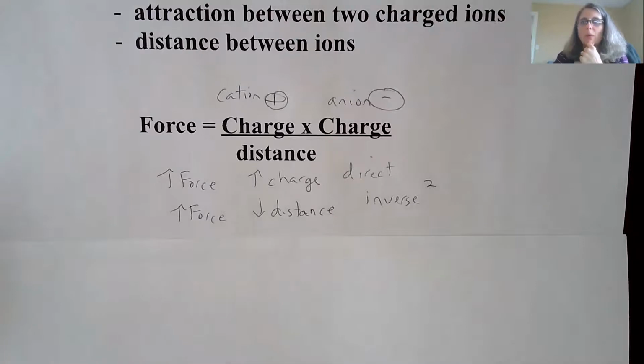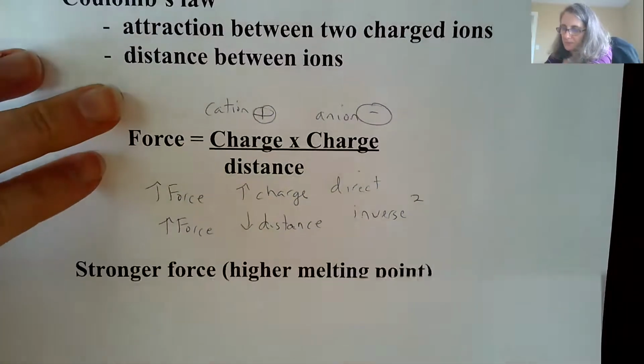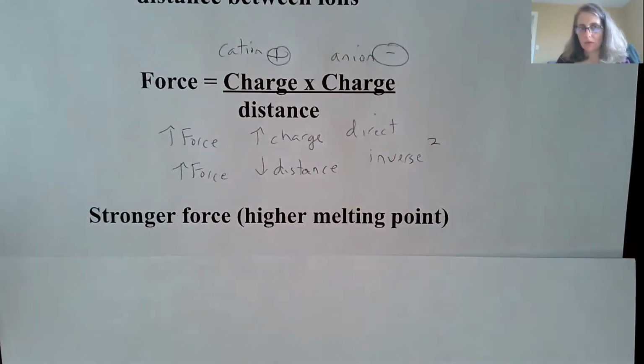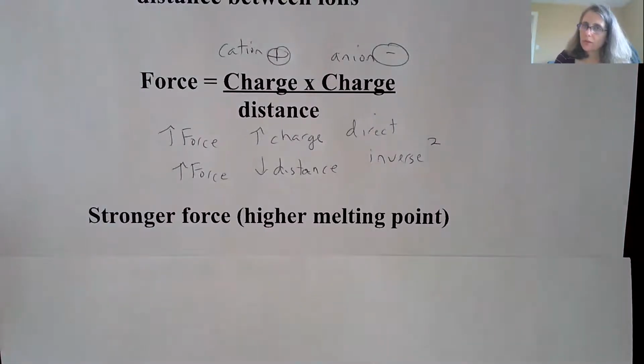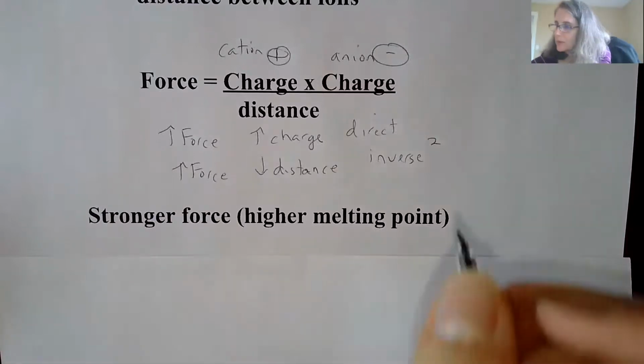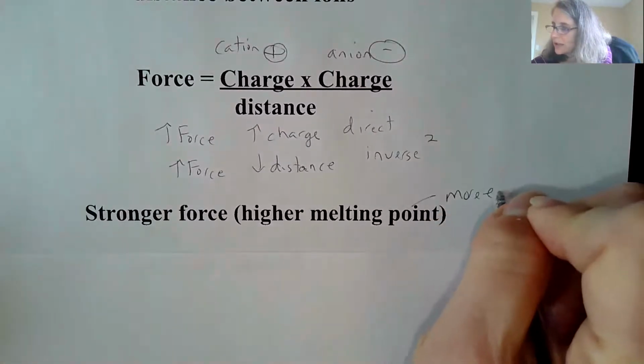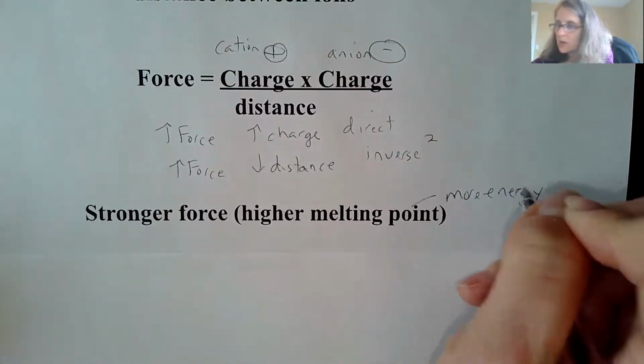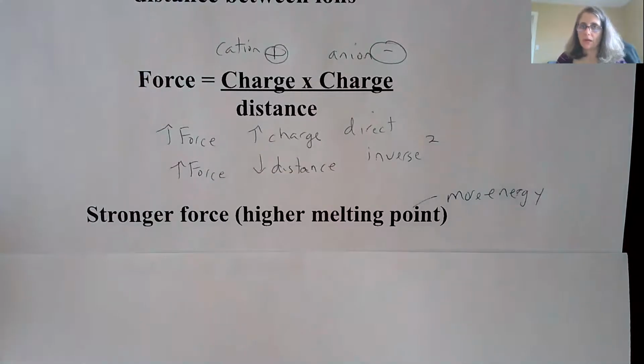Okay, so I now want to apply it to what we call melting points. If I have a stronger force between those ions, it's going to require more energy. So that is why it has a higher melting point. Higher melting point means more energy needs to be put in in order to separate those ions. So again, think of that structure. I need to separate those, and so I need to put in more energy if I have a higher force.